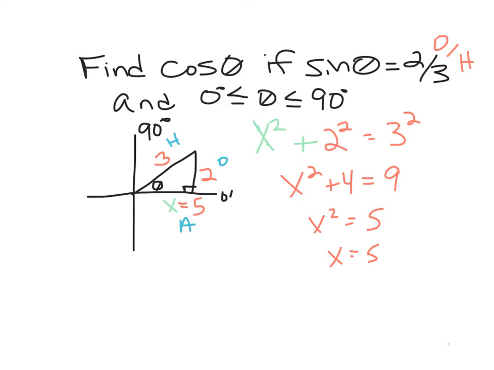So I want cosine of theta, which is A over H. My A is the square root of 5, and my H is 3. Square root of 5 over 3. How did I know that was wrong? Because cosine and sine should both be less than 1. Good way to check.